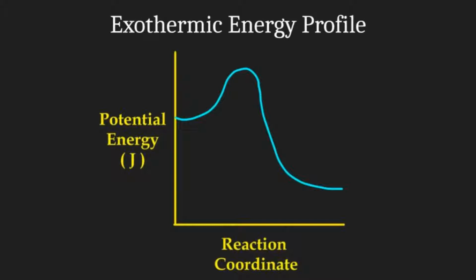One of the distinctive features of all energy profiles is that they have a peak in the middle where we go up and then come back down. As we start to label this diagram, we'll realize why that happens. And since this is exothermic, we're releasing energy, so the final energy is lower than the initial energy.